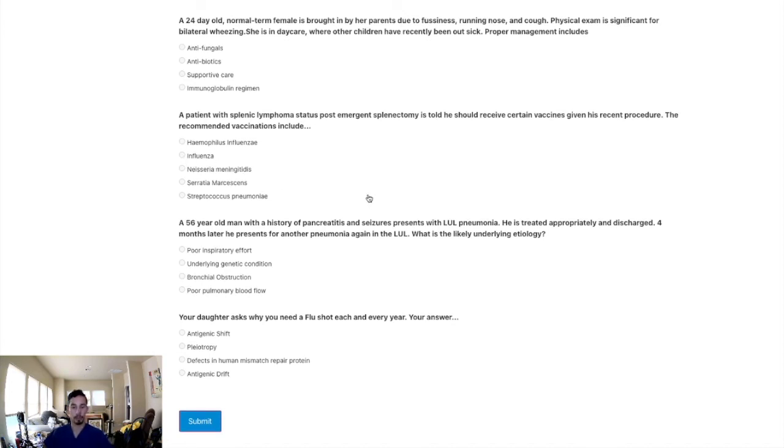All right, the next question. A 56-year-old man with a history of pancreatitis and seizures presents with left upper lobe pneumonia. He's treated appropriately and discharged. 4 months later, he presents with pneumonia again in the same place. What is the likely underlying etiology? The answer choices are poor inspiratory effort, an underlying genetic condition, bronchial obstruction, poor pulmonary blood flow.